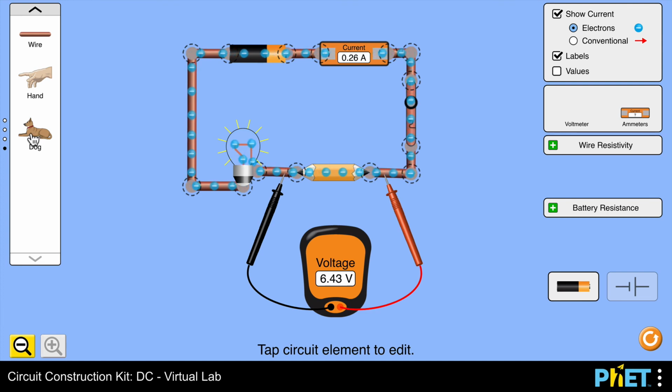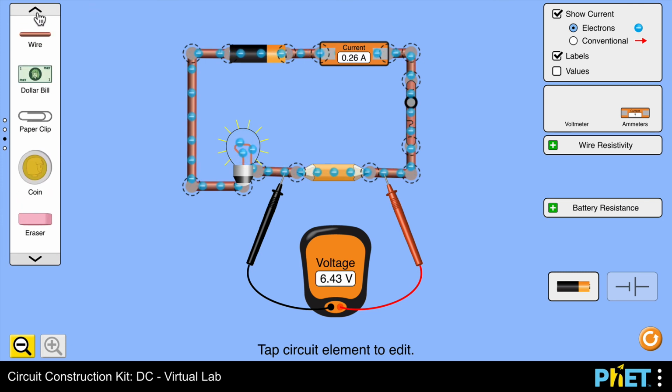My nephew, just this weekend, in fact, got a new dog. And I don't think it would be very nice of me placing a dog, even though it's just a virtual dog, into the circuit.